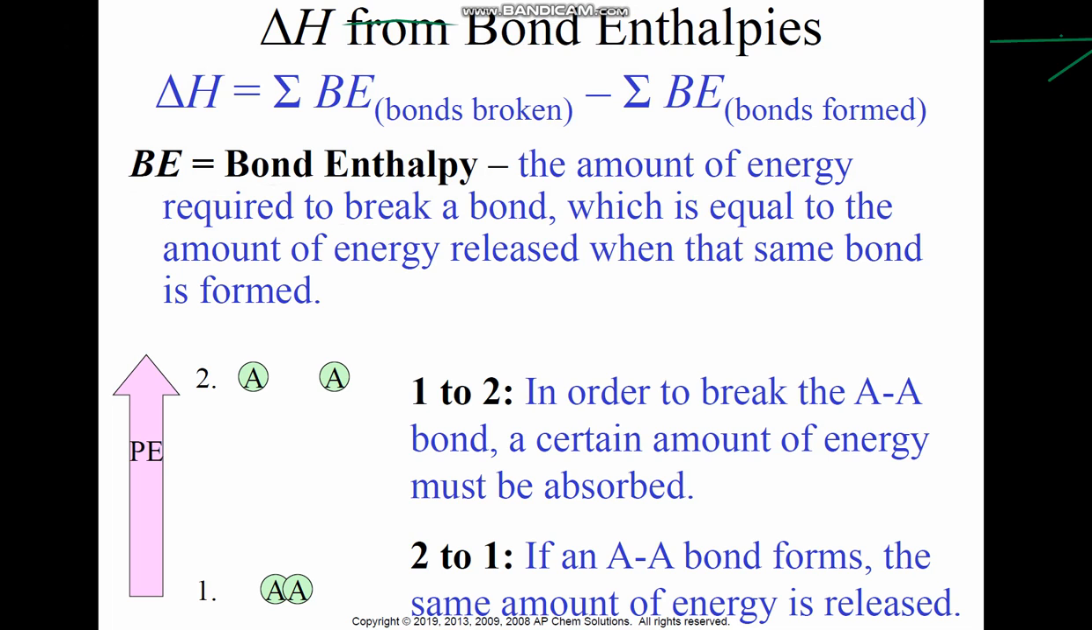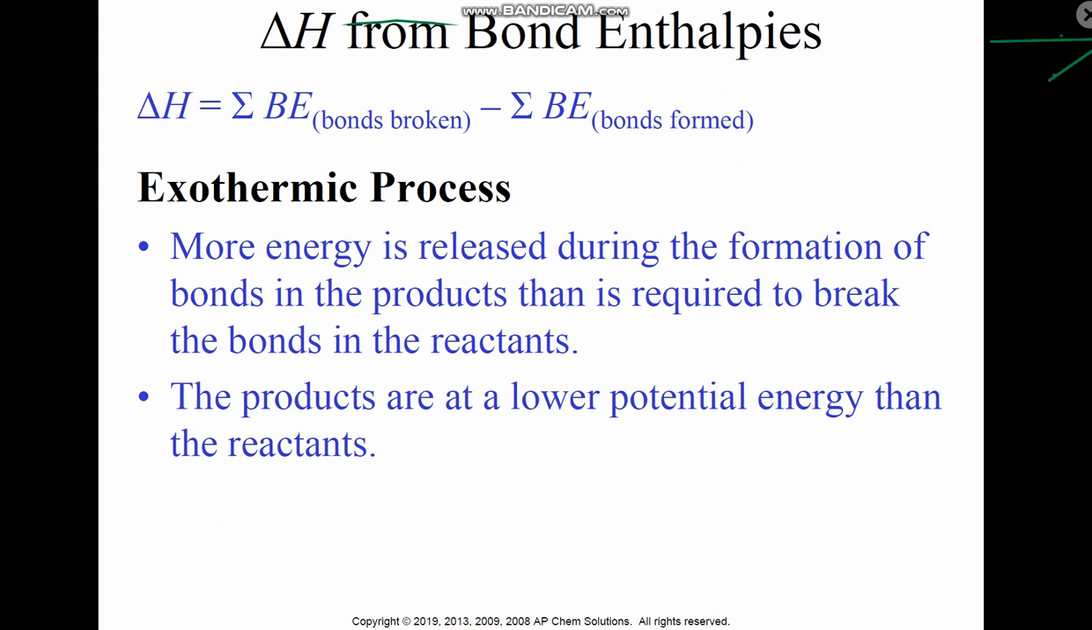So here, if you look at this really easily, going from 1 to 2, in order to break this bond, a certain amount of energy has to be absorbed. You have to have plus 1. So in order to form it, it has to be the same magnitude, so you'd have a minus 1. So it's going to release energy when you form it, and you gain energy when you break it.